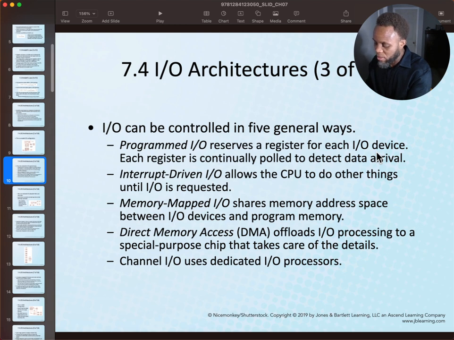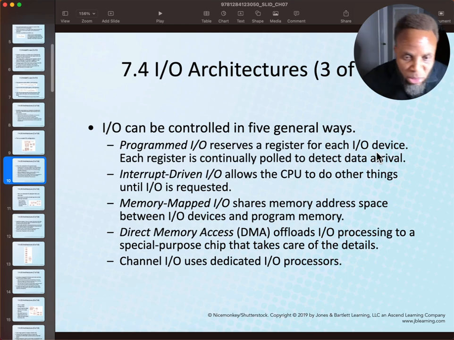As you can imagine, this is very ineffective. Polling strategies generally are very ineffective, right? Because the CPU is spending time, because the CPU may go to the registers and there's no data there for it yet. So programmed I/O is very ineffective.